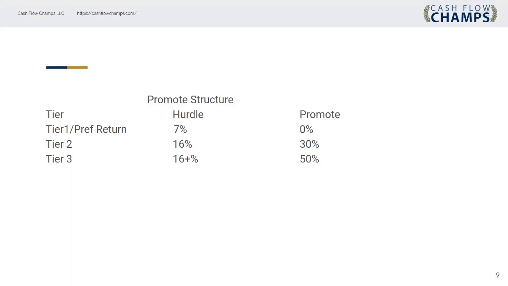Again, up to 7%, the passive investors or the LP receive all the cash flow. There's no promote for the GP or the sponsors. But once you hit that 7%, and between 7 and 16%, there's a 30% promote, and anything above that 16% IRR, the sponsors participate in a 50-50 split between the LP and the GP.